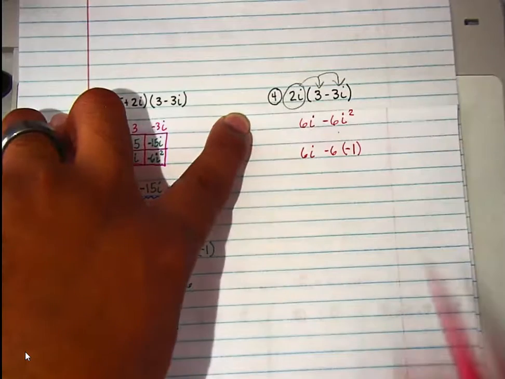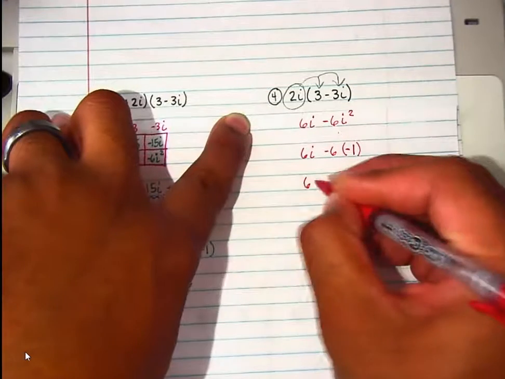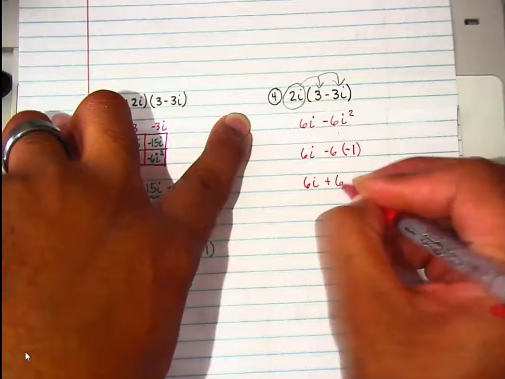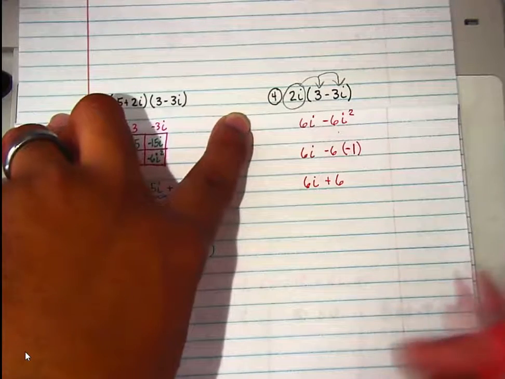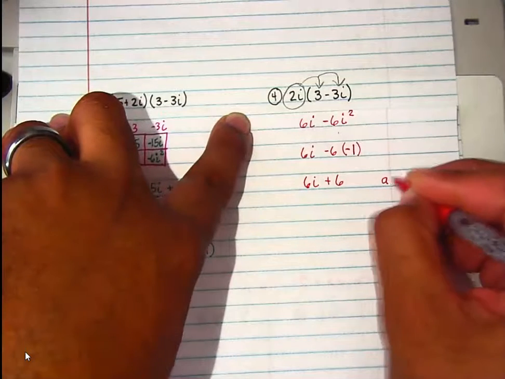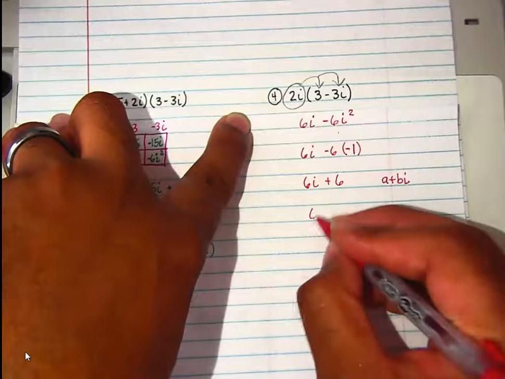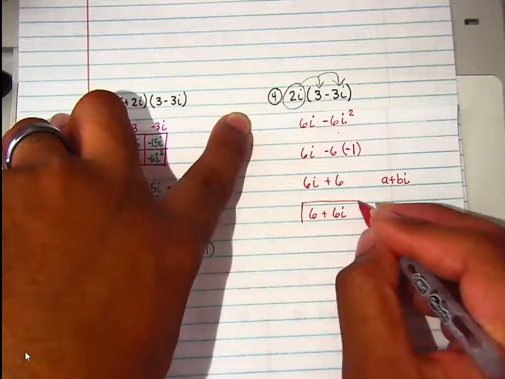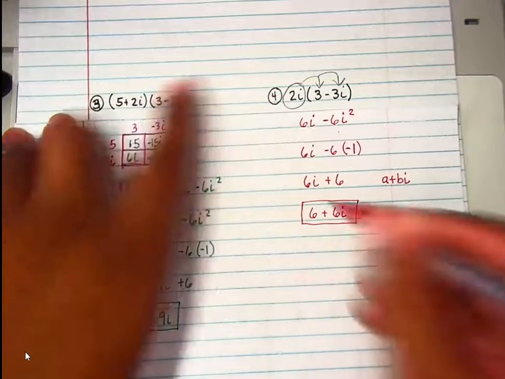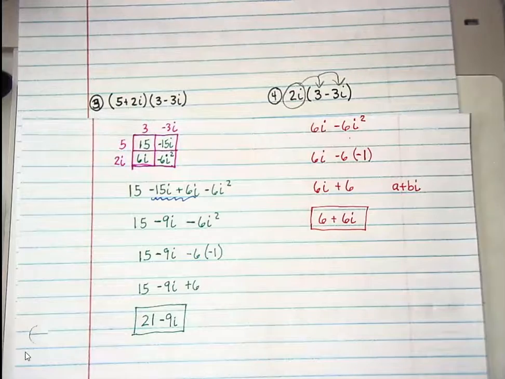All right, and then the last thing is just multiplying negative 6 and negative 1 to give us positive 6. And then we got to make sure we put it in the right order. a plus bi. Must be in that form. So in that form, it should be 6 plus 6i. And there you go. There you have it. All right, so that is our complex numbers.